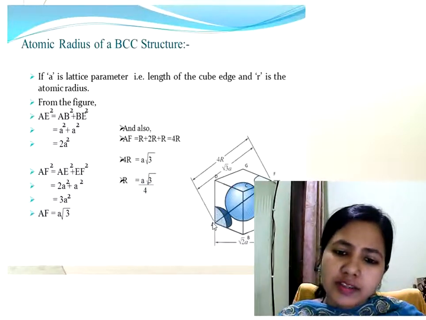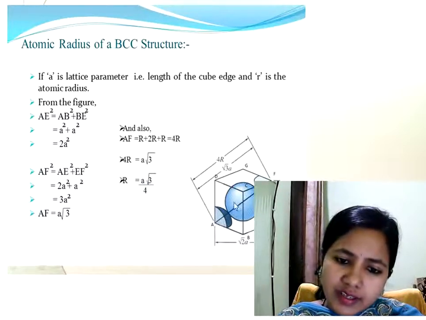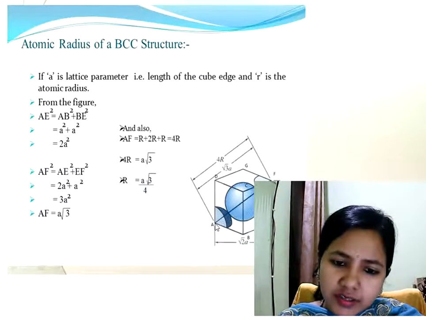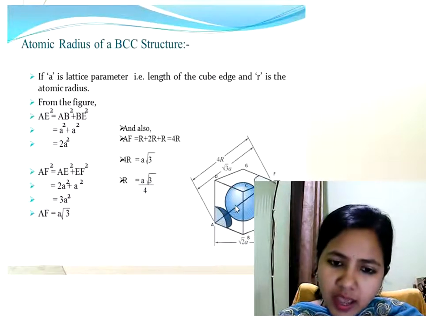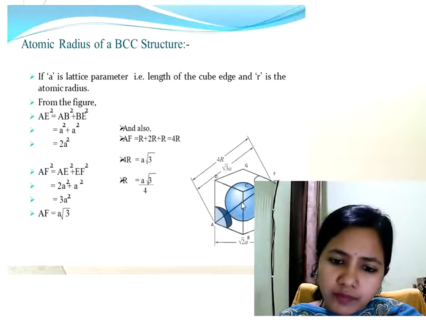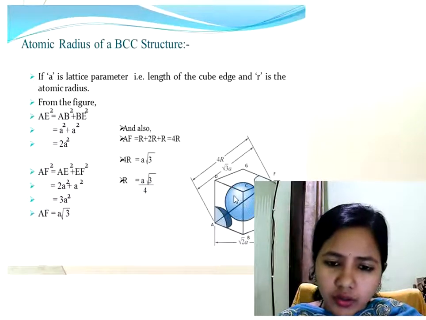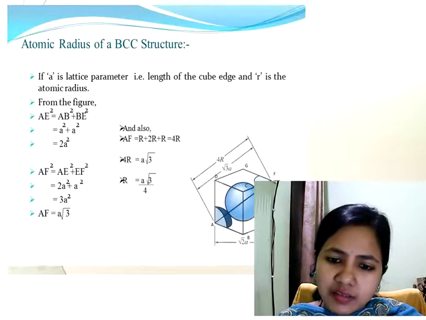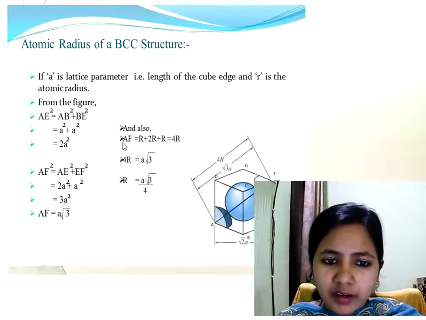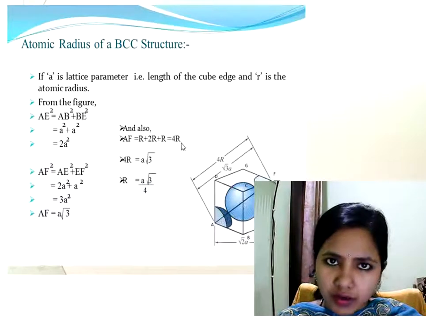Now see student, in this AF you can see that a total of 4 radii are there. The first radius is from this point to this of this particular sphere, that is 1. And in this center sphere, or the body sphere, we can see 2 radii, or 2R. One is from here to the center, and the next one is from this center to this end. So we got 2R here, and in the last sphere, again R. So all total we have got 4R. So we can write here AF is equal to 4R, right?